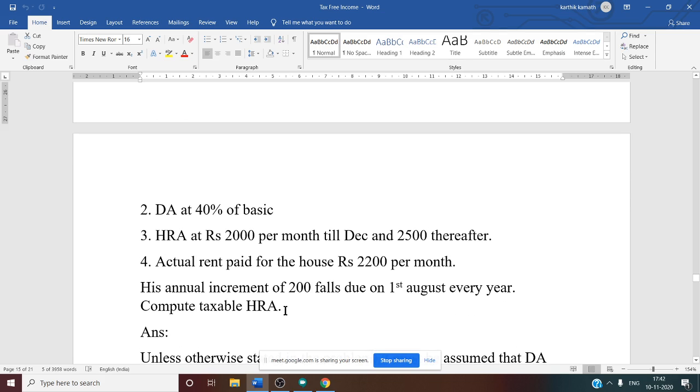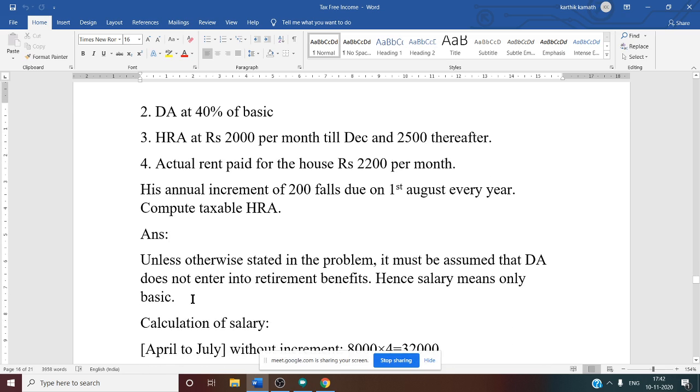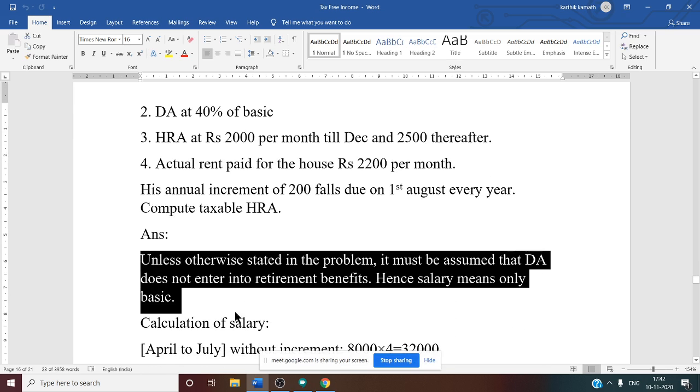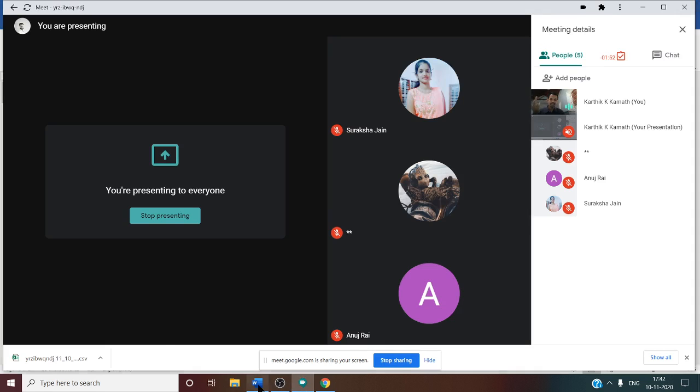You have to calculate taxable HRA. This type of problem comes for 4 marks. So now let us see this. Unless and otherwise stated in the problem, it must be assumed that DA does not enter the retirement benefit. Hence, salary means only basic. That is what I have told earlier. Here nothing is given. That means we have to take only salary. DA information we have to ignore. Now this is very clear.